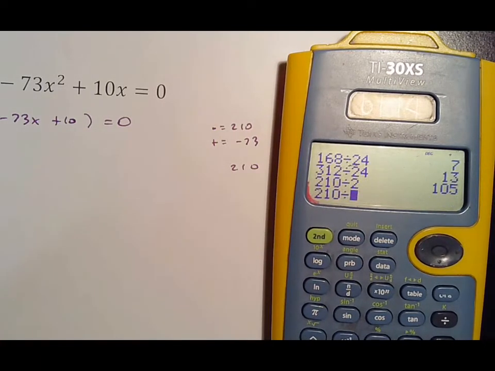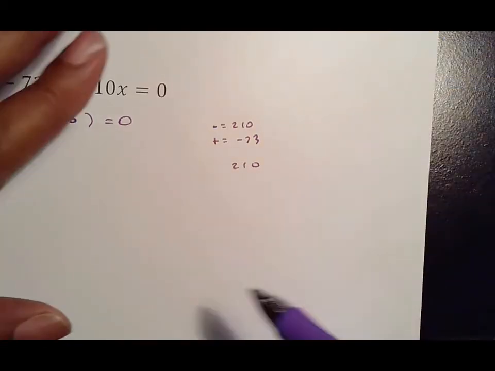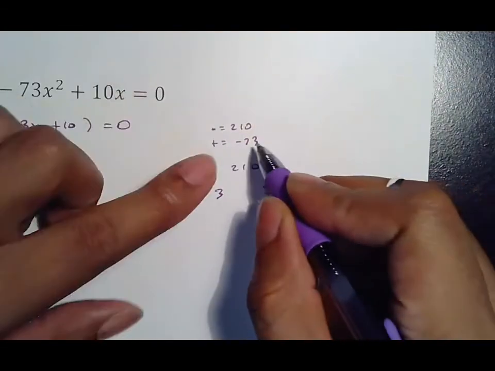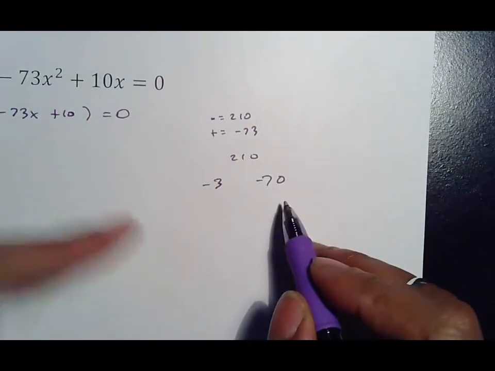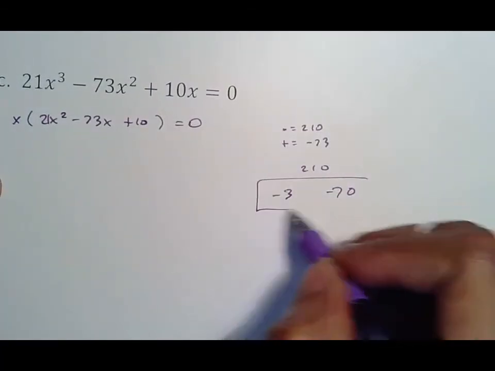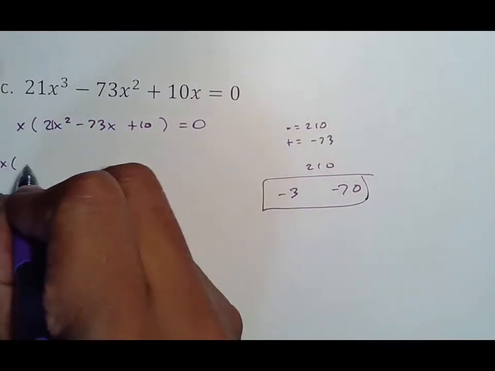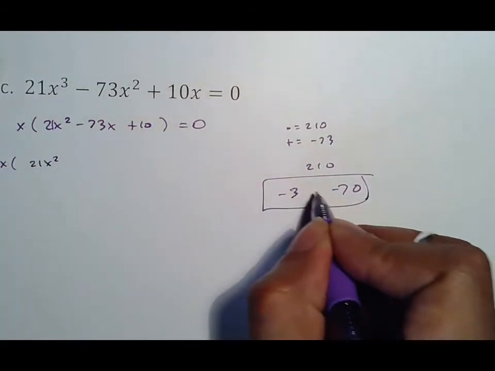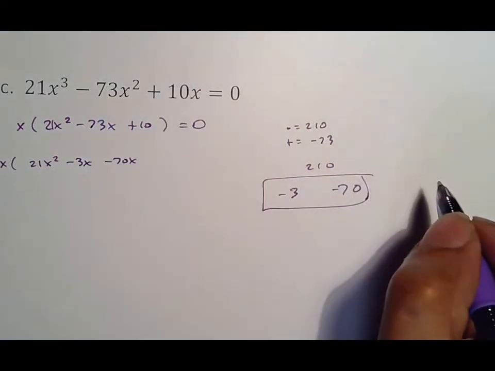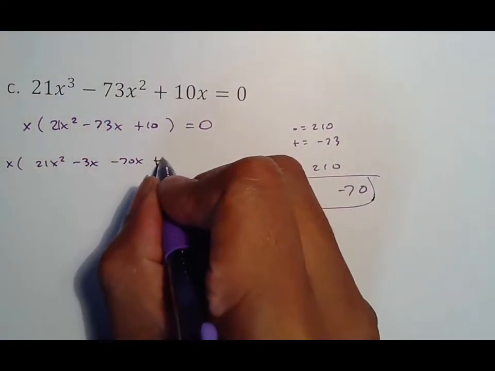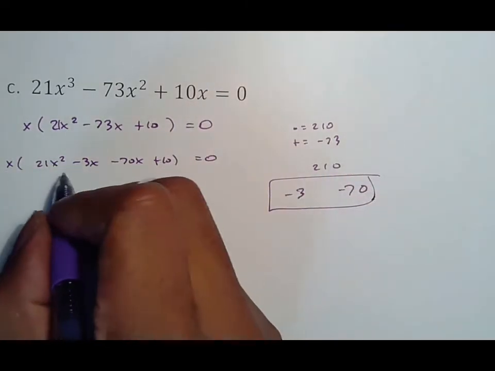So 210 divided by 3. Look at that. 3 and 70 I believe make 73. So let's see. If it's 3 and 70, that would be negative. Do these two make negative 73? Yes, they do. Those are my numbers. So again, you're going to go x times, and this is going to be 21x squared minus 3x minus 70x plus 10 equals 0. So I'm going to ignore that for a moment and do my work here.